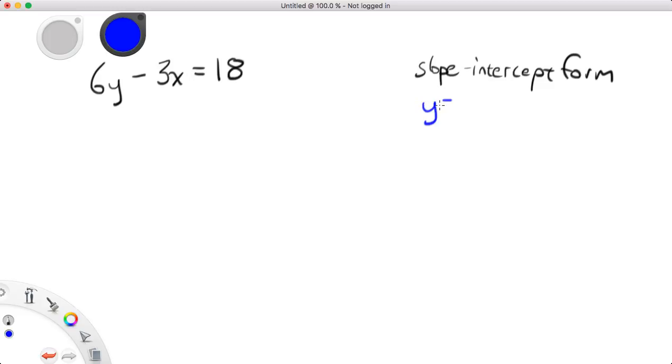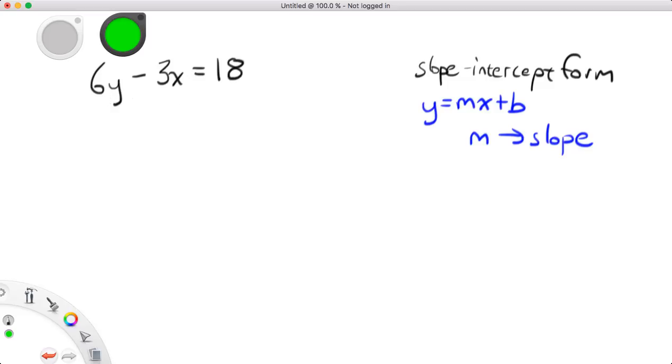Okay? So remember, the reason that we're putting it in slope-intercept form is because slope-intercept form gives us y equals mx plus b, and m is our slope. The question, for those of you not looking at the power-up, is what is the slope of the line described by the equation 6y minus 3x equals 18?